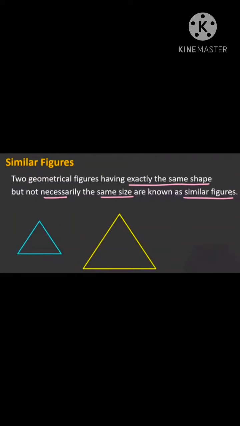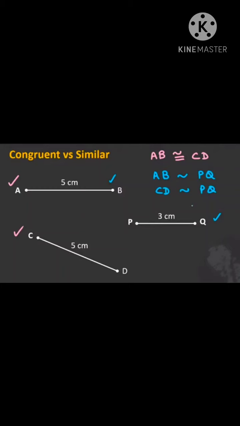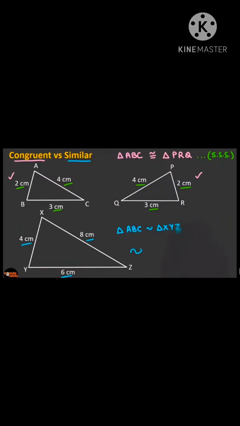Now observe, these are similar figures. Two geometrical figures having exactly the same shape, not necessarily the same size, are called similar figures. They look alike but are not the same size. Understood? See here, there are three line segments AB, CD, PQ. AB and CD are both 5 centimeters, the same length and same size, so they are congruent. AB and PQ are not of the same length, so they are called similar figures. CD and PQ are also similar figures.